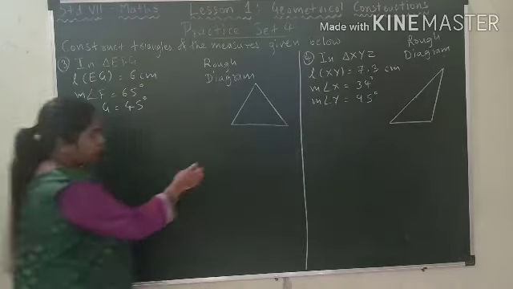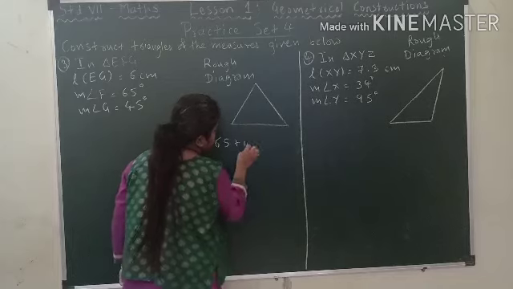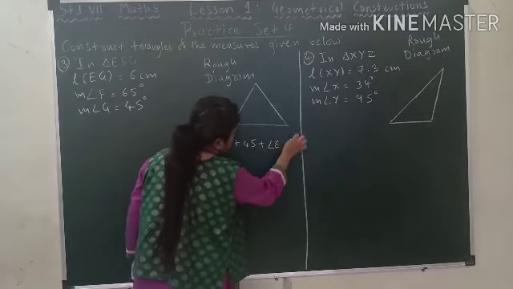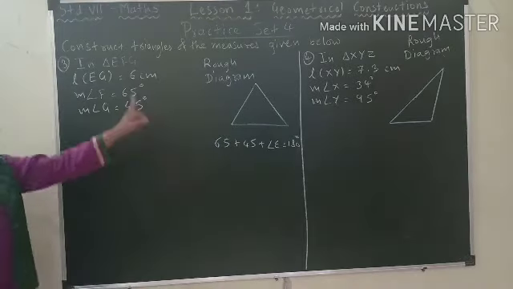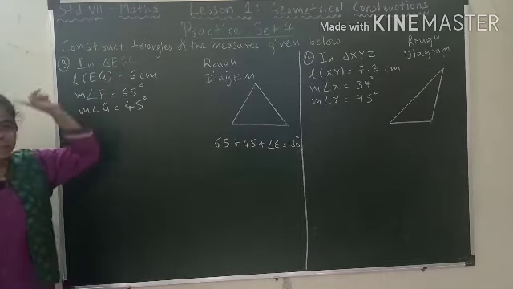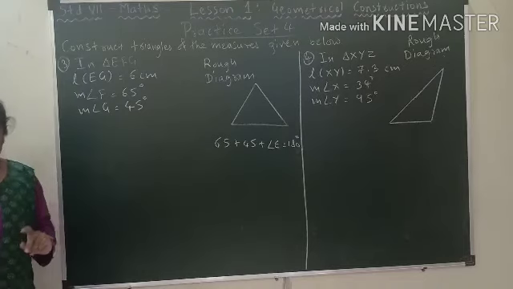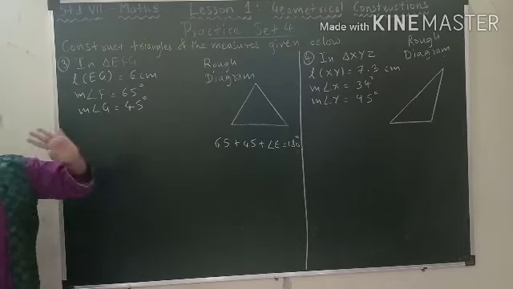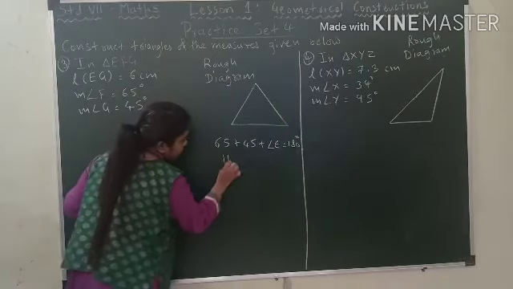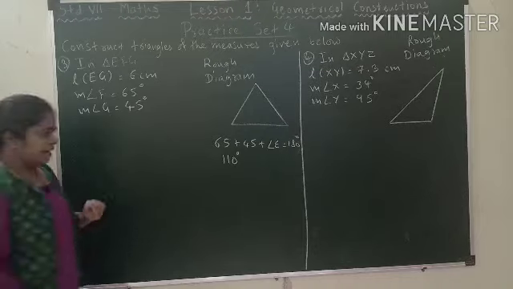Okay, so 65 plus 45 plus angle E is equal to 180. When you add all the three angles, you will get the sum as 180. Two angles are given, we have to find angle E, because without that we cannot draw a triangle. 65 plus 45 will be 110. Check out for yourself. 110.